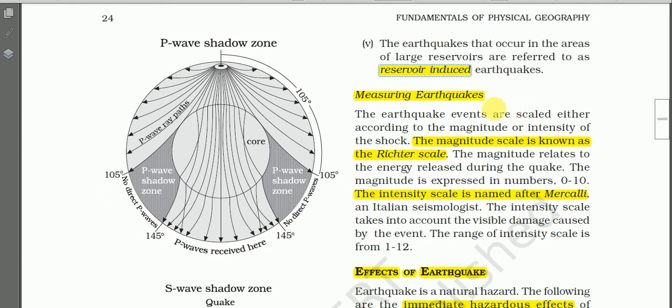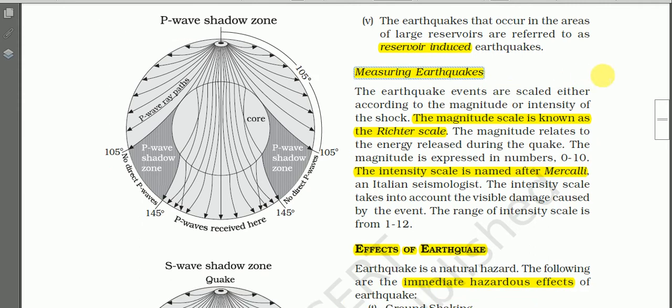Next we have measuring earthquakes. The strength, the magnitude of earthquake, measurement of this magnitude or intensity of earthquake. Now let us read. Earthquake events are scaled either according to magnitude or intensity of the shock. Earthquake strength may be scaled either according to magnitude or the intensity of the shock, that is the tremor.